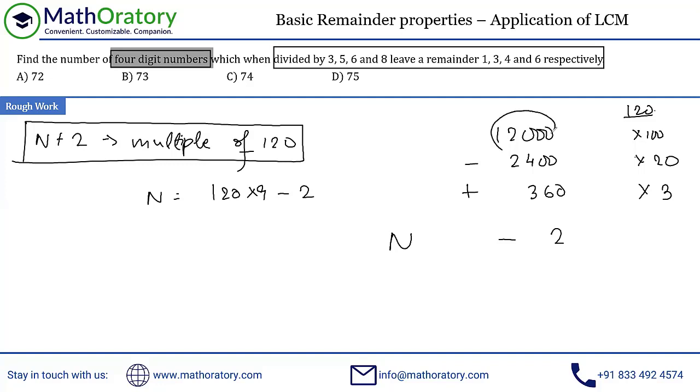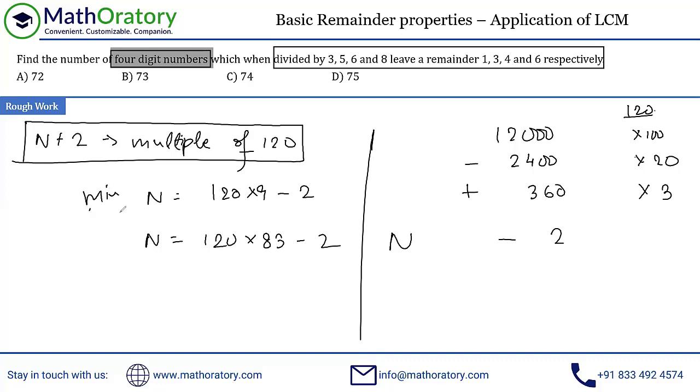So this is 100 times minus 20 times. So that is 80 times plus 3 times. So that is 83 times, right? So the largest number you can get is 120 into 83 minus this 2, right? So this is the largest value of n. So this is the minimum n 4-digit, and this is the maximum n 4-digit.